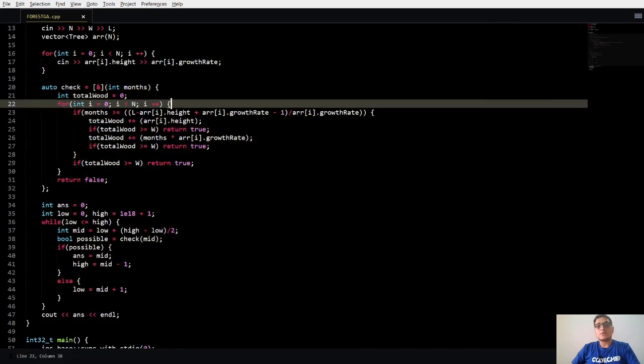So guys, this is pretty much the whole code. Try to code it yourself, and if you face any issue, then come back and see it again.